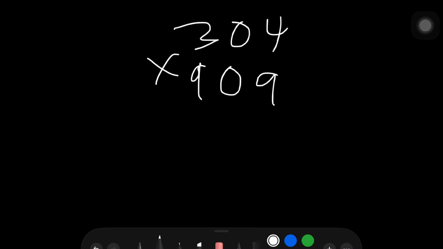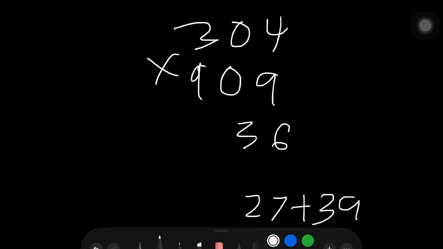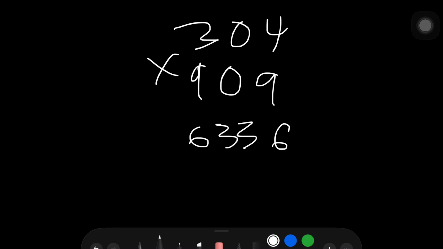So multiply 4 by 9, you get 36. So you leave this 36 here. And then it's kind of similar to our 2-digit by 2-digit. It's the exact same method as the 2-digit by 2-digit. So 3 times 9, 27. 9 times 4, 36. They both have the 9 in them, so we could just, okay, that is 63. And then 3 times 9, 27. So this would be your answer.